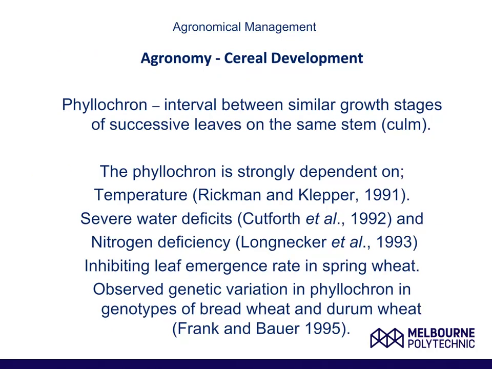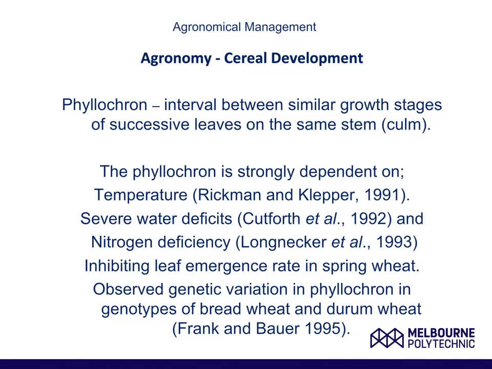The phyllochron is a useful measurement that can indicate a plant's appearance. It is often applied to cereals and can be used as a tool to establish the development stage of a cereal. The reason I am introducing this to you here is that often you need to manage plants appropriately according to their developmental stage. Therefore, you need to be able to ascertain all the different stages in order to then apply the right agronomical management strategies for that stage. The phyllochron is the interval between similar growth stages of successive leaves on the same stem.